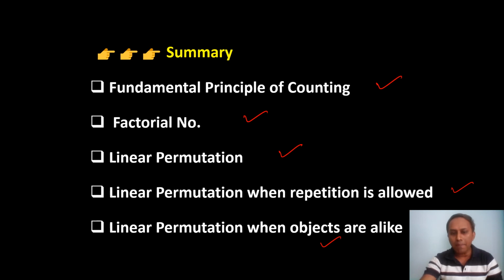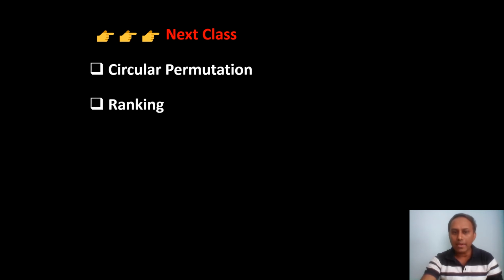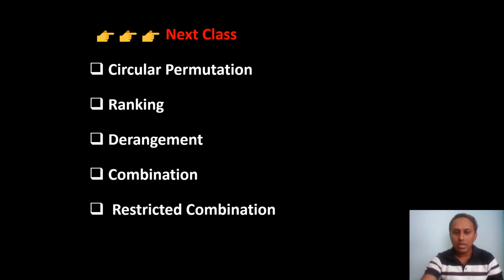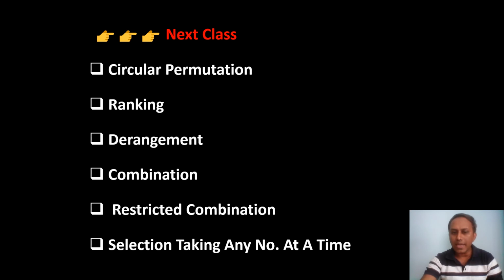So before wrapping up, let us see what we are going to cover in the next class. Next class, we'll discuss circular permutation. Today we have covered linear permutation. Next class we'll be covering circular permutation, ranking, derangement or wrong arrangement, combination, that is selection, restricted combination, some special combinations, selection taking any number at a time. Alright, so this we are going to cover in the next class.